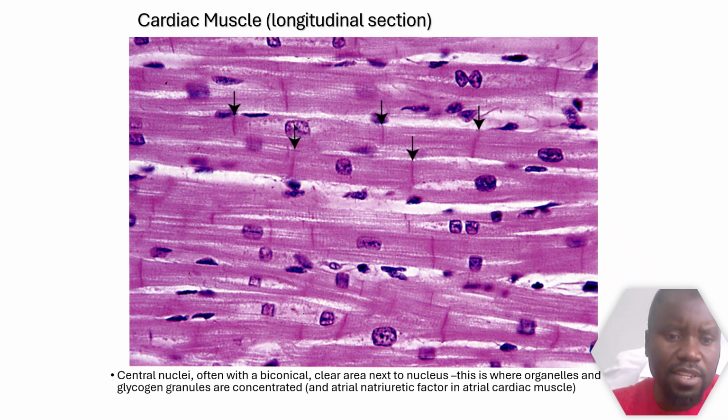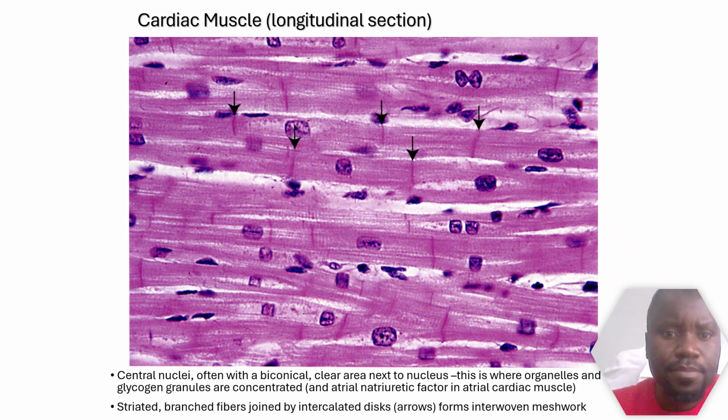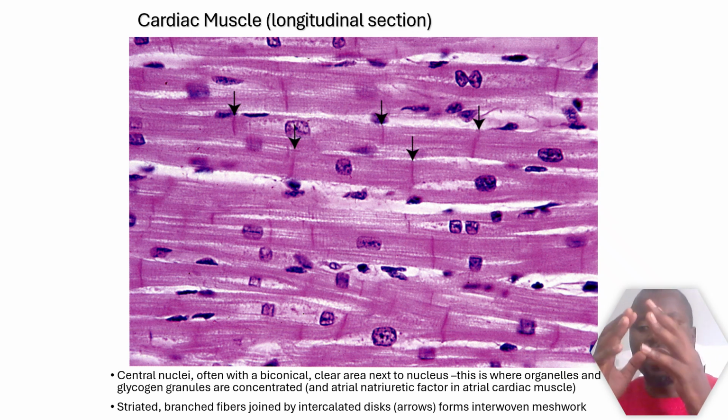And so we see a central nucleus, often with a biconical clear area next to the nucleus. This is where the organelles and the glycogen granules are concentrated, and also where atrial natriuretic factor in atrial cardiac muscle is found. Again, you see that there are striations or stripes because of the repeated coordinated arrangement of sarcomeres. The cells are branched and separated by intercalated discs.